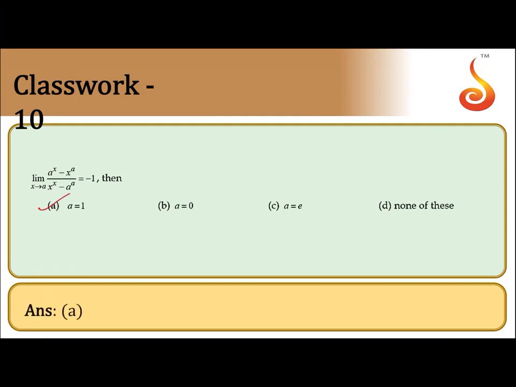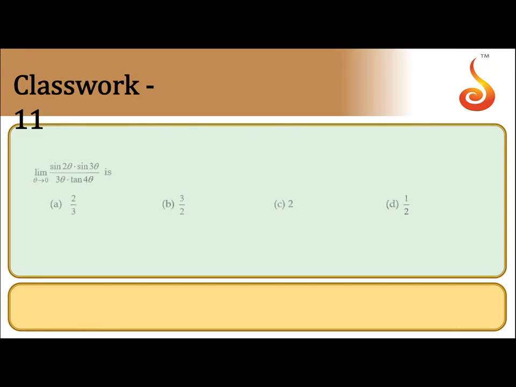A is equal to 1, clearly satisfying the result. Coming to the next one, sine 2 theta over sine 3 theta. Remember the technique that in case of sine and tan, the sine inverse and tan inverse functions can be replaced by the corresponding angles as theta tends to 0. So I can write sine 2 theta as 2 theta itself.